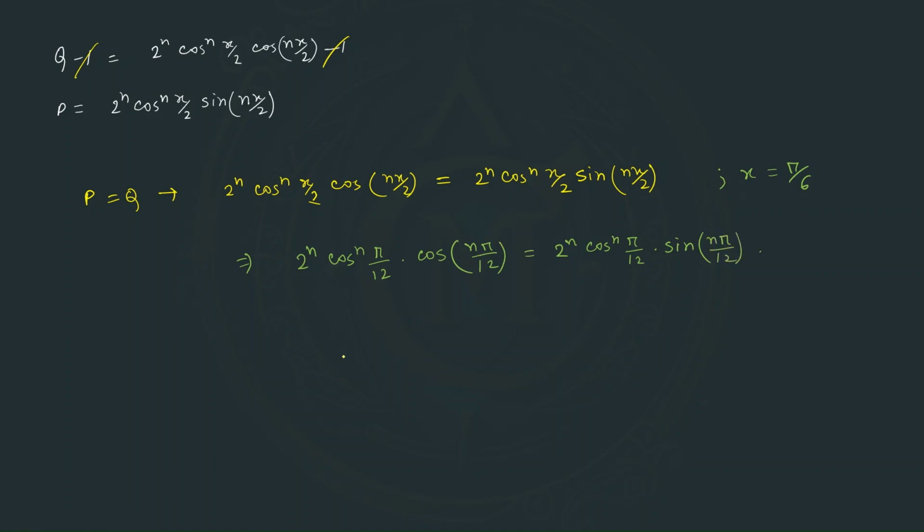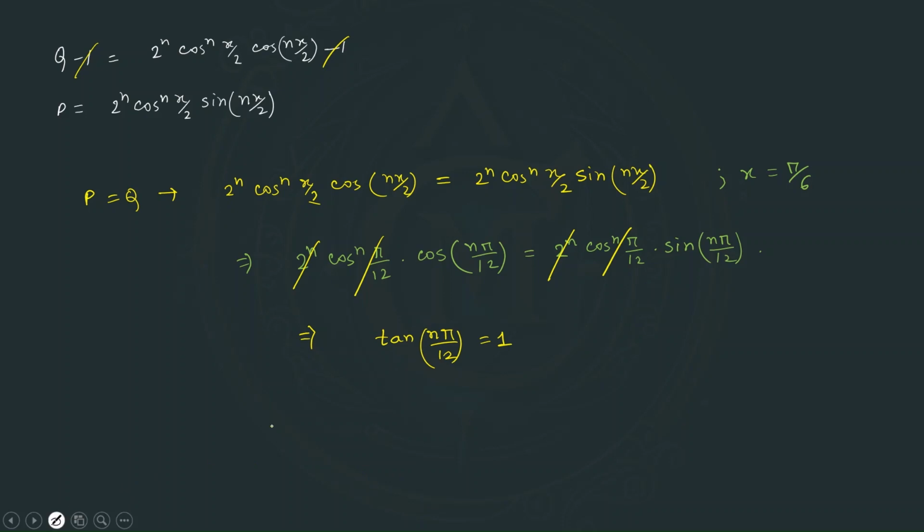Now here in this equation we can cancel these two terms. Why? Because 2 to the power n is not 0 and cos to the power n pi by 12 is non-zero, because cos pi by 12 is non-zero. So we can cancel from both sides and we can say that this trigonometric equation is nothing but tan n pi by 12 is equal to 1.